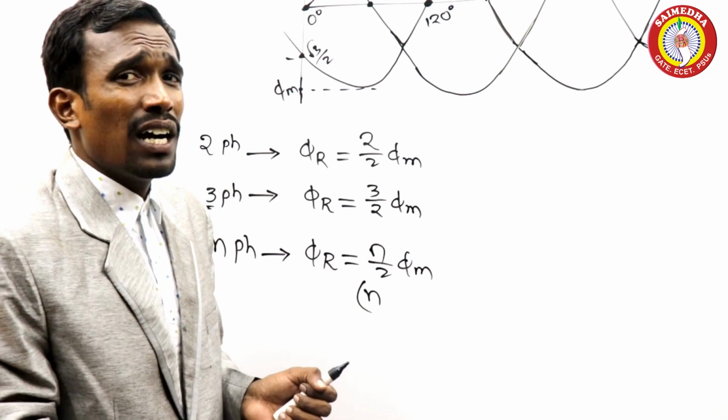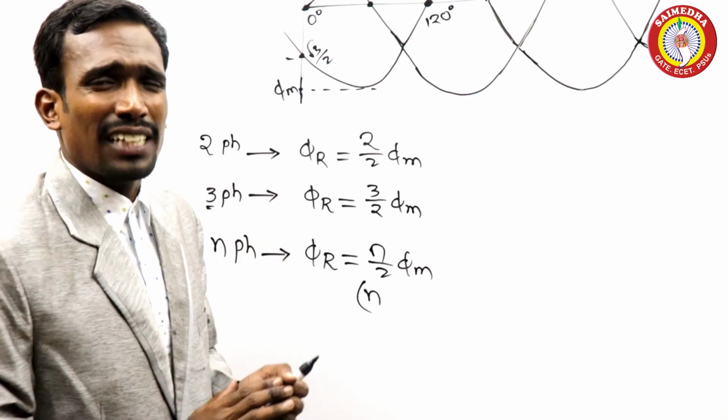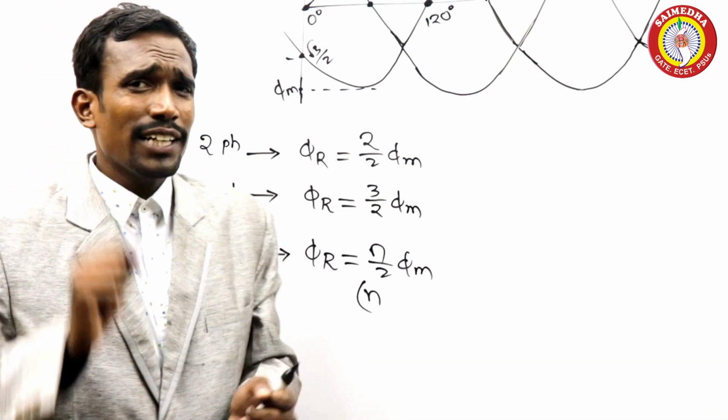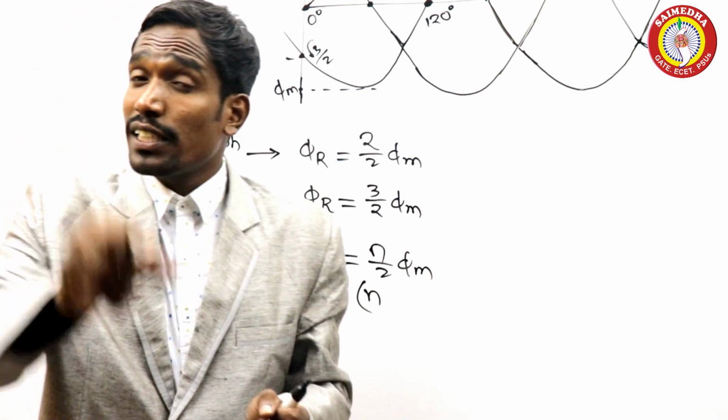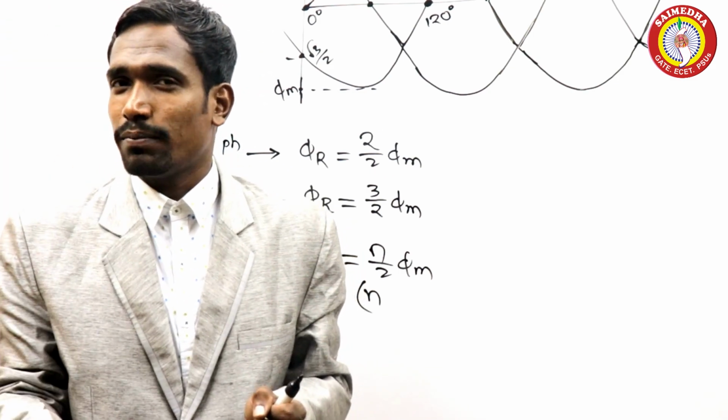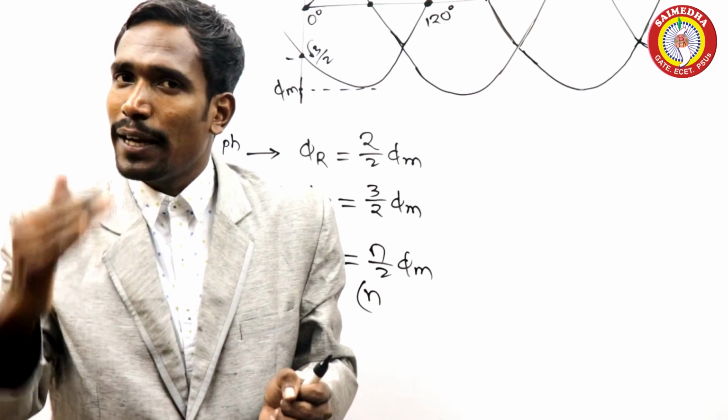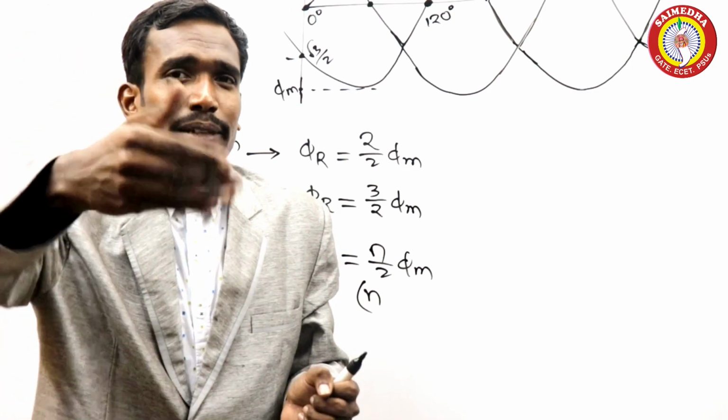Is it less than 1? Or any of the above? Like that, they are asking questions. Actually, I told you, for a two-phase system, the resultant flux is 2/2 phi m. For a three-phase system, 3/2 phi m. For an n-phase system, n/2 phi m.